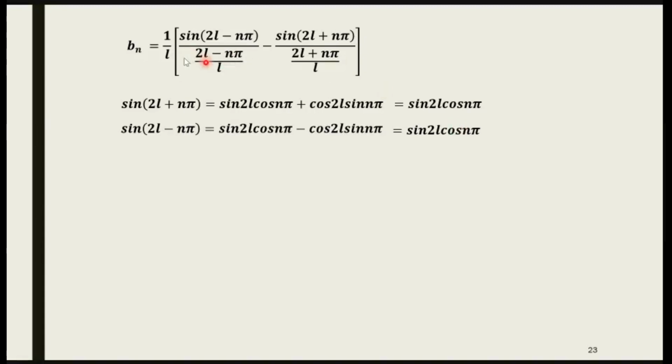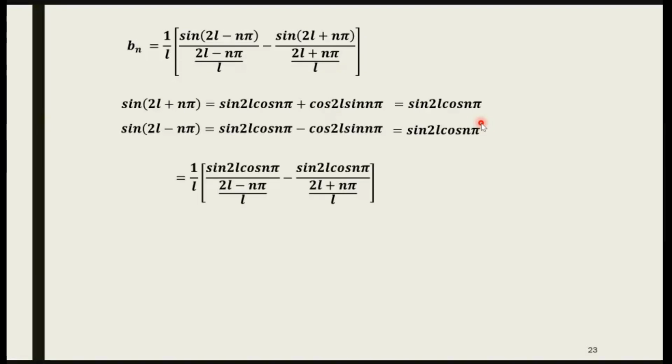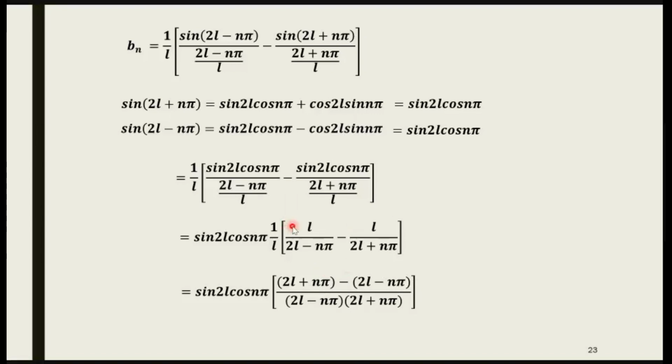Substitute; even L can be cancelled here. I forgot to cancel here. You can cancel L here also and denote the numerator by sin 2L into cos n pi. Still I have not cancelled L; I think in the next step I'm cancelling L. Now sin 2L cos n pi is common. We can take it out. Okay, I've written L upon and then I've cancelled this L. Then taking the LCM, after cancelling L.